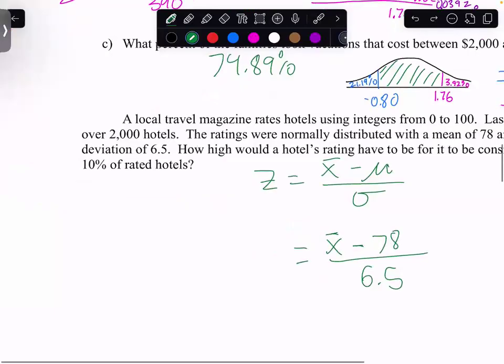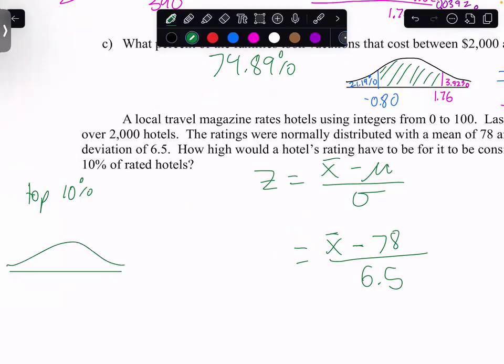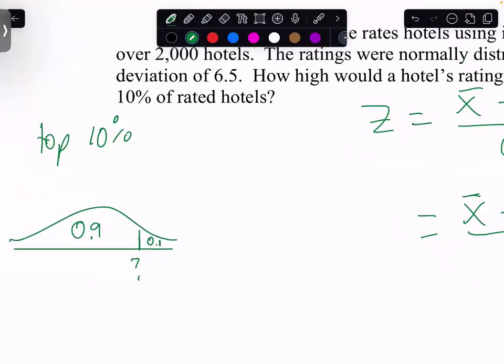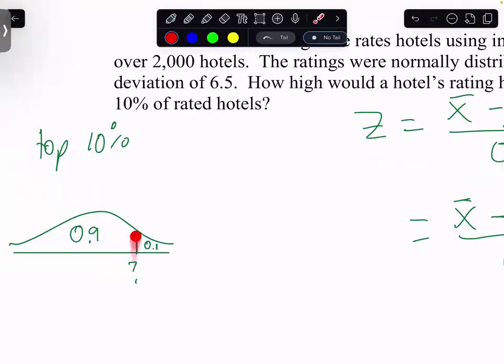Okay, so what does it mean to be in the top 10%? Top 10% means that whatever score it is, you'd have 0.9 to the left, right? That means 90% of other hotel scores are below yours, and only 10%, 0.1, are above yours. Okay, so we basically need to find the z-score that has 90% to the left, 0.9 to the left.